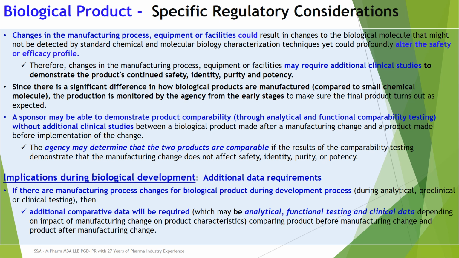A sponsor or company may be able to demonstrate product comparability through analytical and or functional comparability testing without additional clinical data between a biological product made after manufacturing change and a product made before manufacturing change. The agency may determine that the two products are comparable if results of comparability testing demonstrate that manufacturing changes do not affect the safety, identity, purity, or potency.